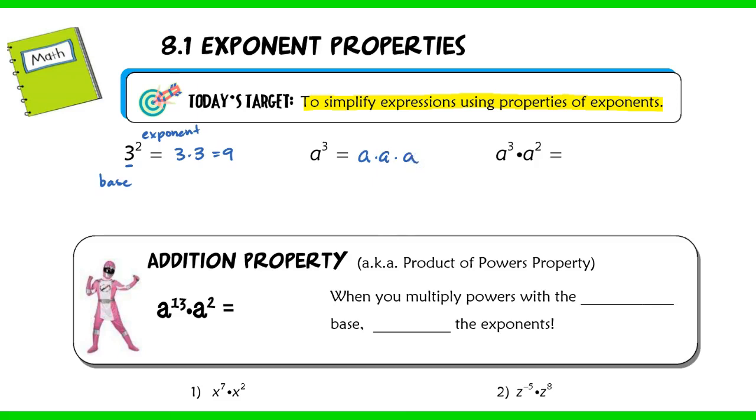What today's lesson is focusing on is how we can combine multiple expressions like this. Here we have a cubed times a to the second. So what I'm going to do is expand it like we just worked on over here. This would be a times a times a, right? This is a to the third power. And then we have to multiply that by another a times a. This part here is a to the second power. Well, what you notice here is that altogether you've got a to the fifth power. And that's what we're going to be doing today. We're simplifying using properties of exponents.